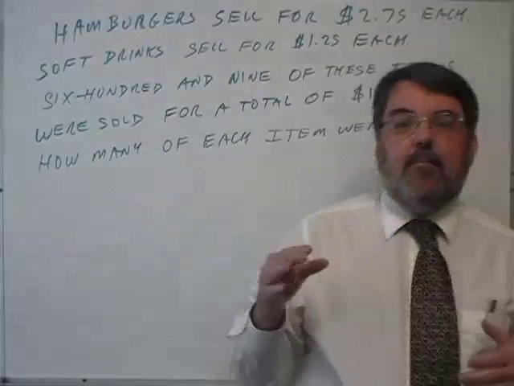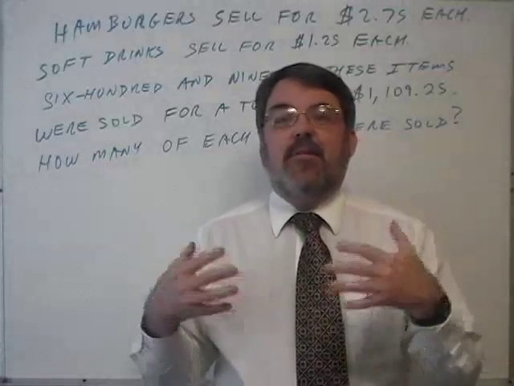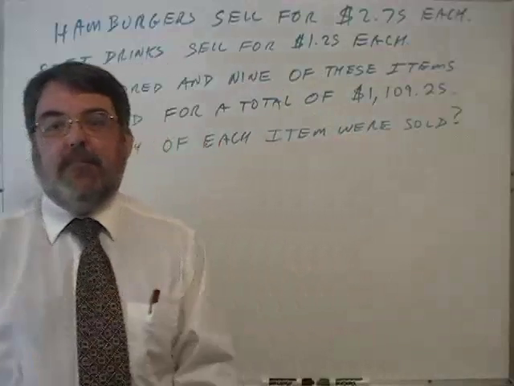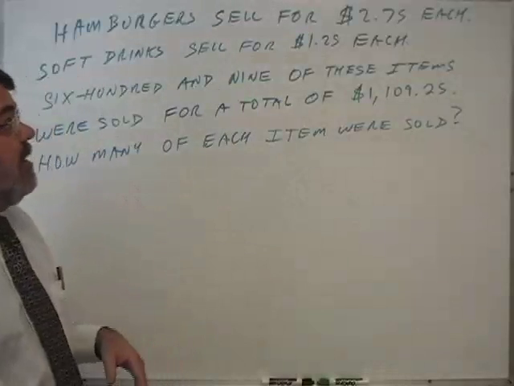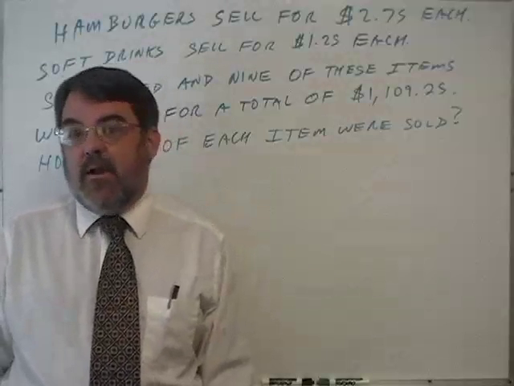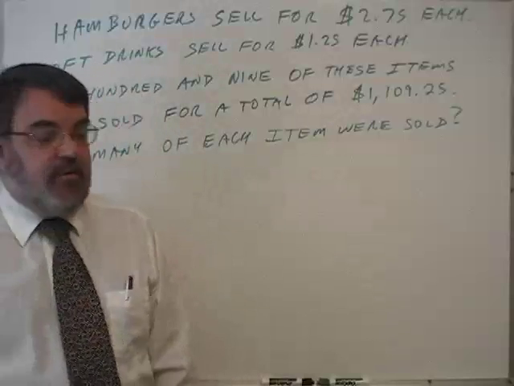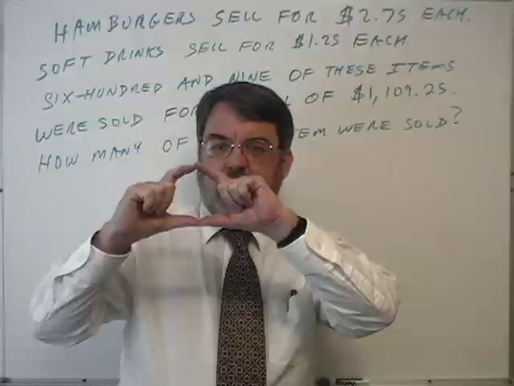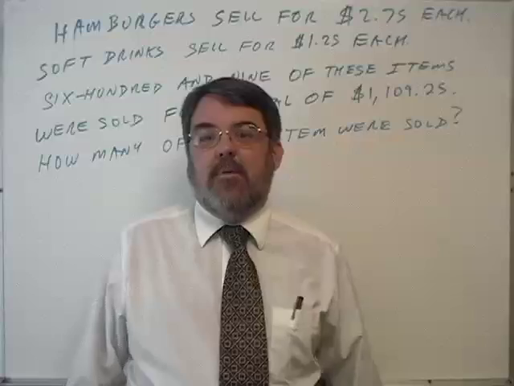So this kind of word problem, which is what you're learning right now in this chapter, is known as a mixture problem, because we're mixing different rates together. Now, what I mean by rate is the rate in the context of this problem, the rate at which we're selling hamburgers is $2.75 per hamburger, and the rate for soft drinks is $1.25 per soft drink. So a rate is a proportion or a fraction of two different units. For example, dollars per soft drink or miles per hour.